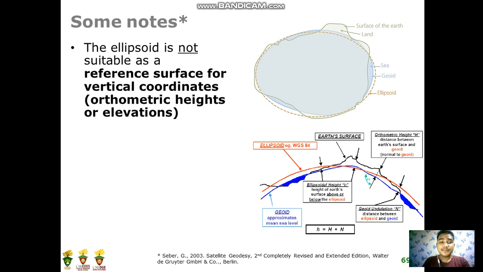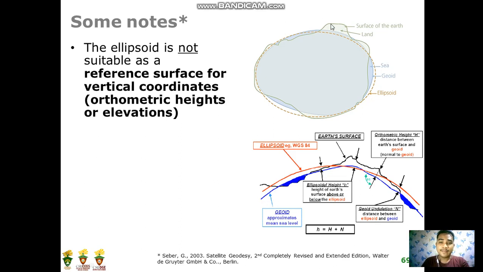And the ellipsoid is not suitable as the reference surface for the vertical coordinates such as orthometric heights or elevation. As we all know, the ellipsoid is smooth, no? It is a smooth surface with mathematical formulas and parameters to determine the horizontal coordinates of a specific point. So it cannot be used for vertical coordinates or height.